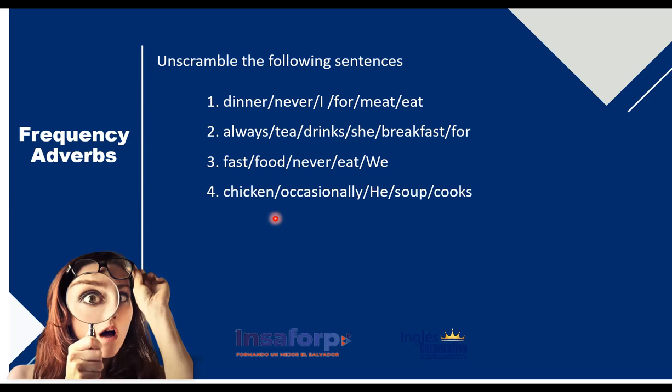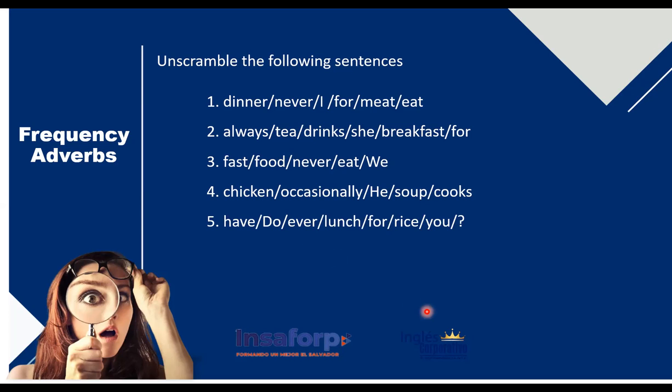Let's see. I have the words chicken, occasionally, he, soup, and cooks. He occasionally cooks chicken soup. Thank you. He occasionally cooks chicken soup. And number five, it's a question.